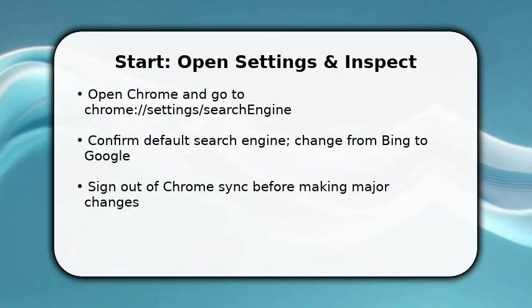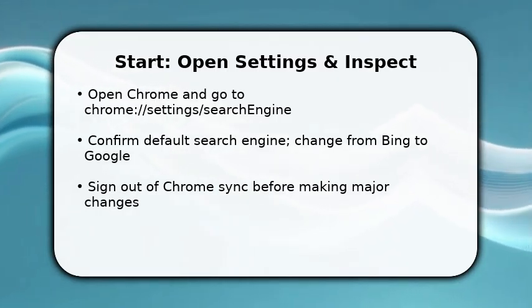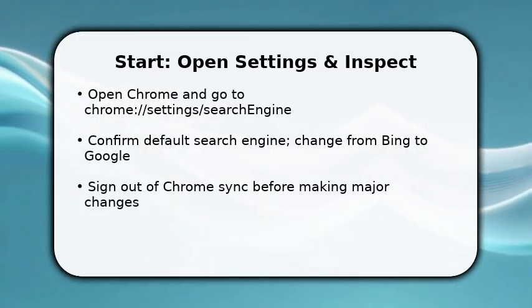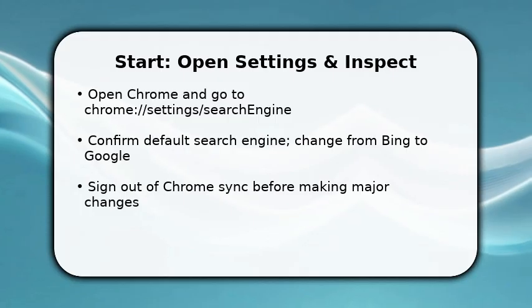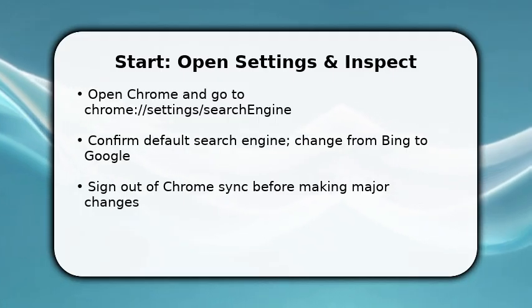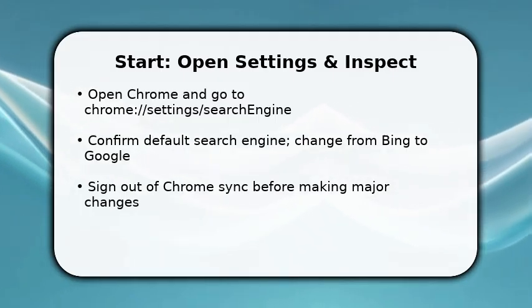Next, click Manage Search Engines and remove any Bing entries that look unfamiliar. Make sure you're using the correct profile. Extensions and synced settings often reintroduce a hijack, so stop sync to prevent automatic rollback.